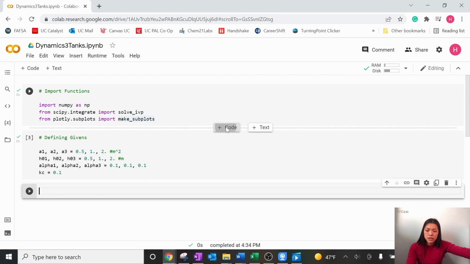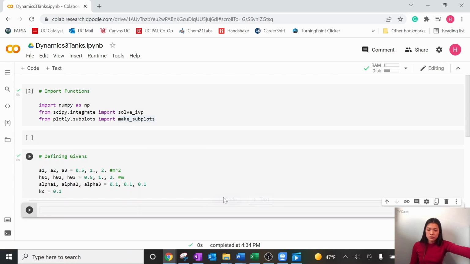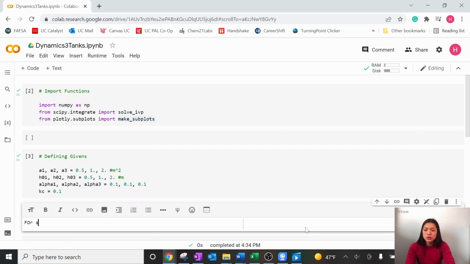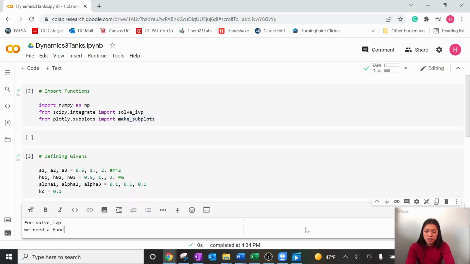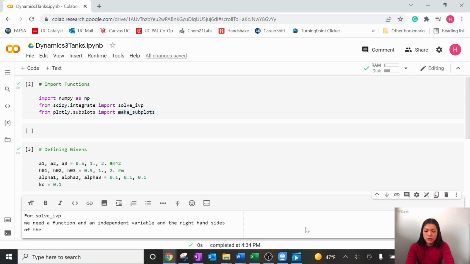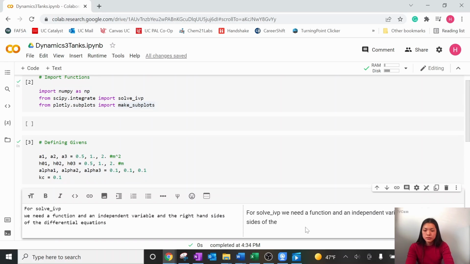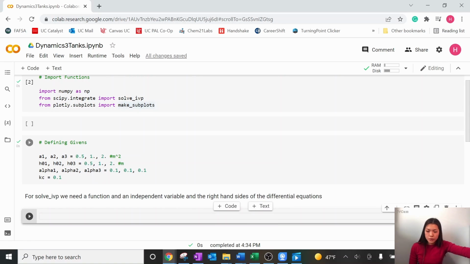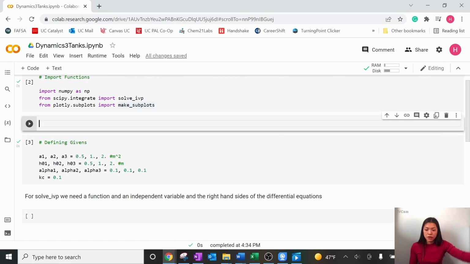Now up here, what we're going to do is for solve IVP, here we will write it down here. For solve IVP, we need a function and an independent variable, and the right sides of the differential equations. And so since we need that, we're going to go up here and define a function. We'll just call it simulation since it's going to be used for that.